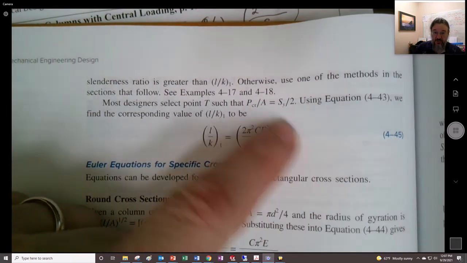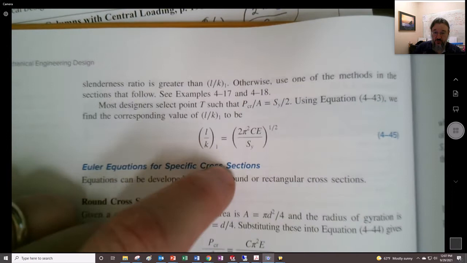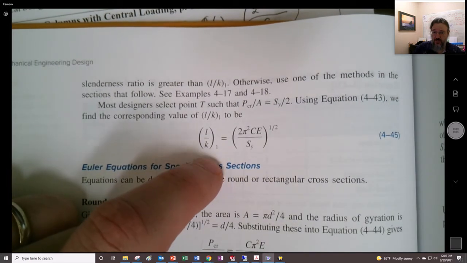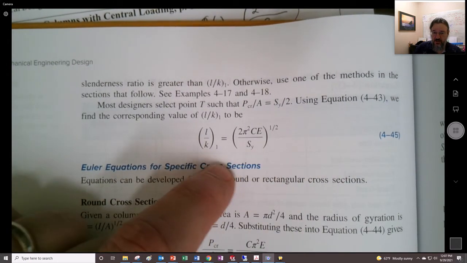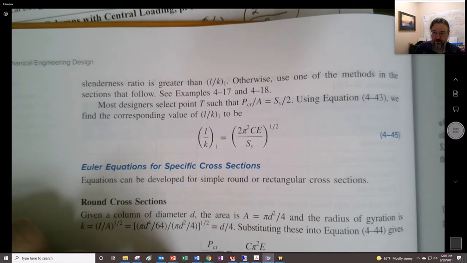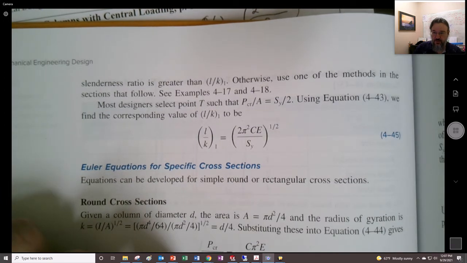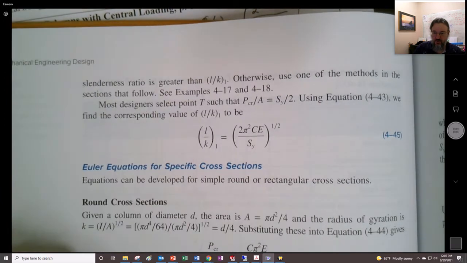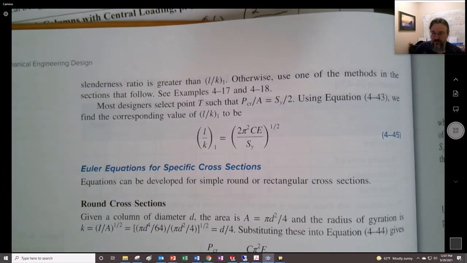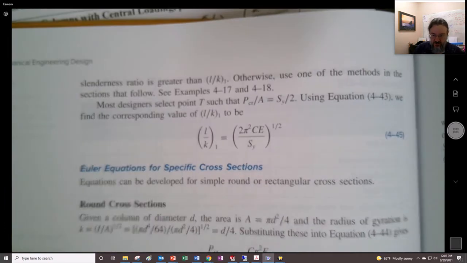But this is really important. The first step that we should do when we're doing a buckling thing is to check this to see if we should be using the Johnson or the Euler. But typically Euler is for very long, but we should check that out. Okay.